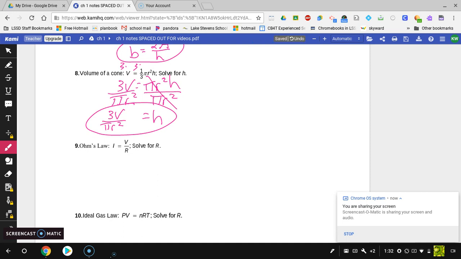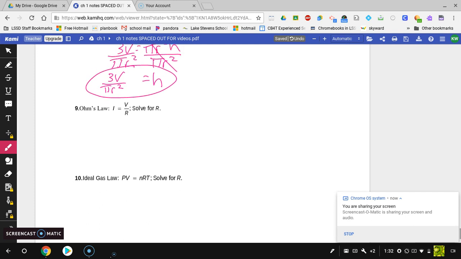All right, number 9. Trying to get r by itself. This one's a little trickier. A lot of students' first instinct is to get rid of that V by using division or by using multiplication, but actually neither one of those is going to help because r is in the denominator. We want r in the numerator.